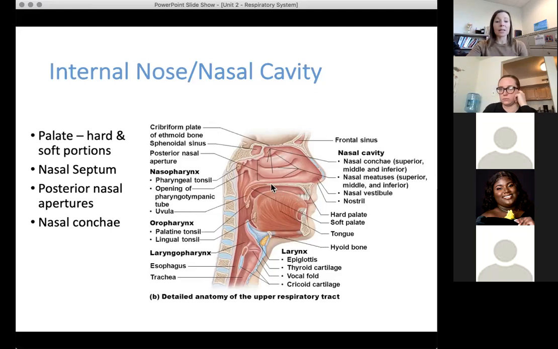So hard palate is the anterior portion here that's made of bone. So that's why it is hard. And then the soft palate is back here. It's the posterior portion, which is made of muscle. So hard palate is made of bone. It's the anterior. Soft palate is posterior. It's the back portion made of muscle.